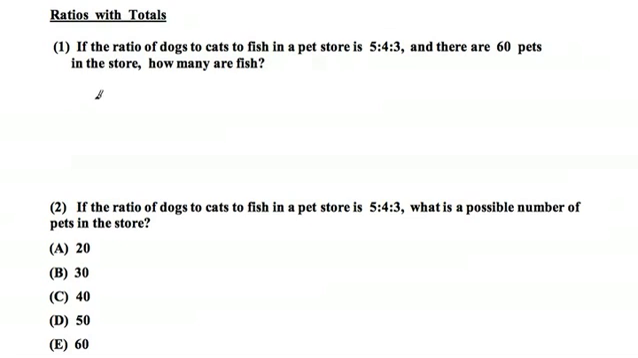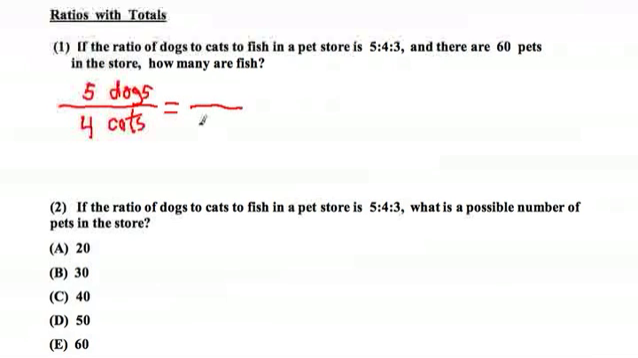Well, if this were a standard ratio with just 2 items, you would say there are 5 dogs to every 4 cats. And let's say there were 12 cats, then how many dogs were there? The multiple would be 3. So 3 times the cats and 3 times the dogs would maintain the ratio.